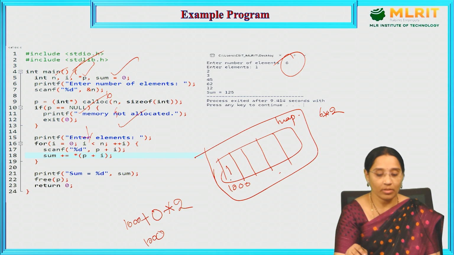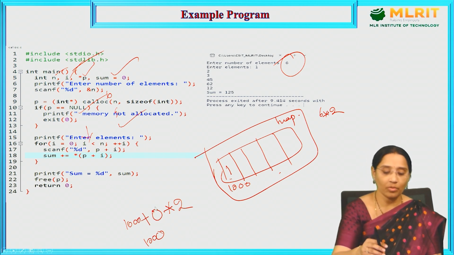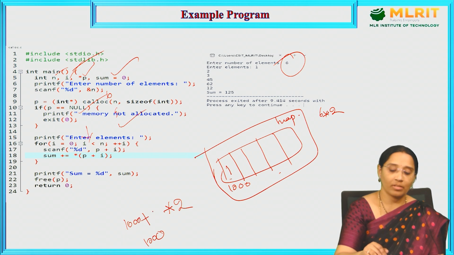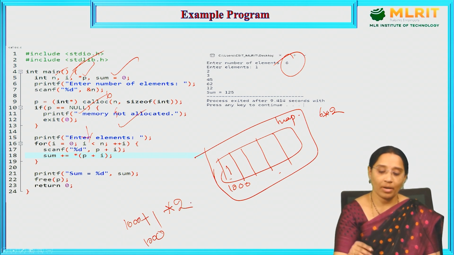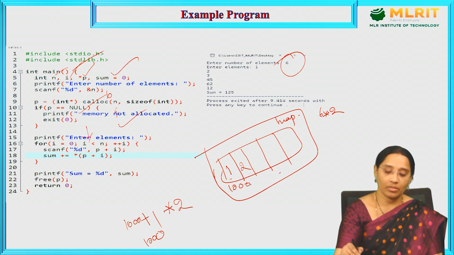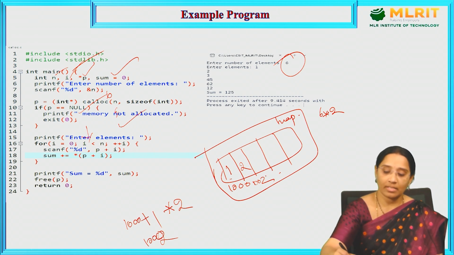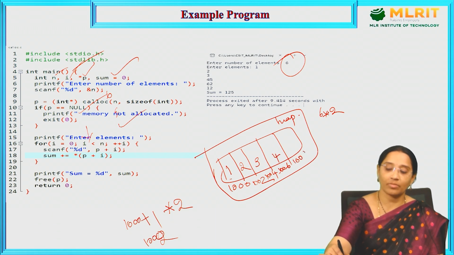Next, at 1000 location it is asking you to enter the value. Next, I plus plus, I becomes 1. So I becomes 1, 1000 plus 1 into 2. 2 will be at 1002 location, 1000 plus 1 into 2. So it is 1002. So at 1002 location it is asking you to enter the value. Next, 1004, 3. Next location will be 1006, 4. Next location will be 1008, 5.